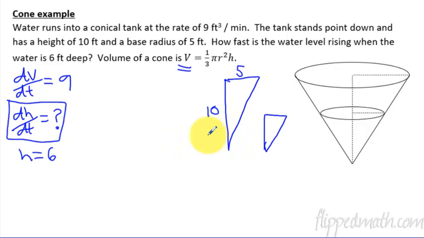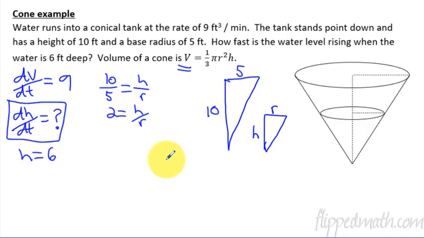So let's do it like this. So I have some h here and some r here. It's going to be changing, this h and r. What I can do is say that 10 over 5 is equivalent to h over r. Or in other words, 2 is equivalent to h over r.